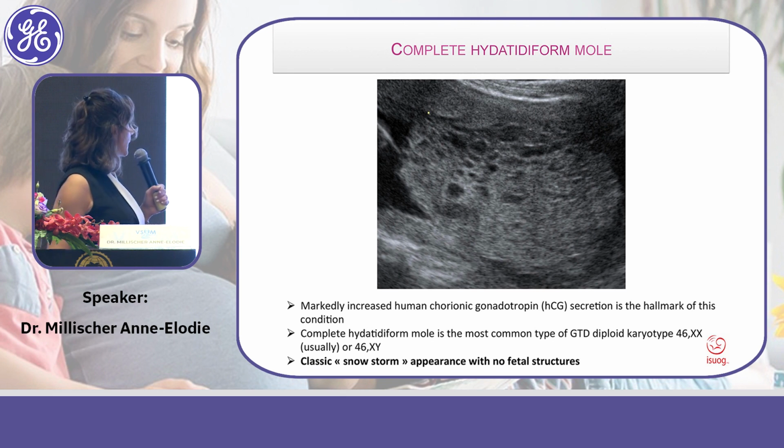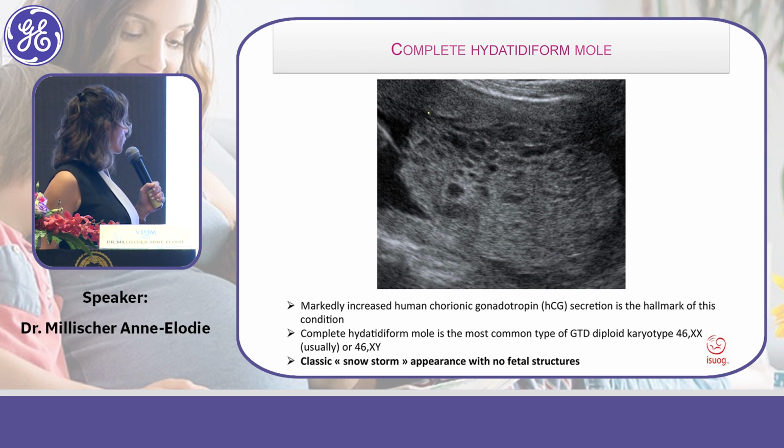And it is correlated with a markedly increased HCG, human chorionic gonadotrophin. Và cái đặc điểm mấu chốt của cái bệnh lý này nó sẽ tăng beta HCG rất là cao. And it relies on this classical snowstorm aspect.